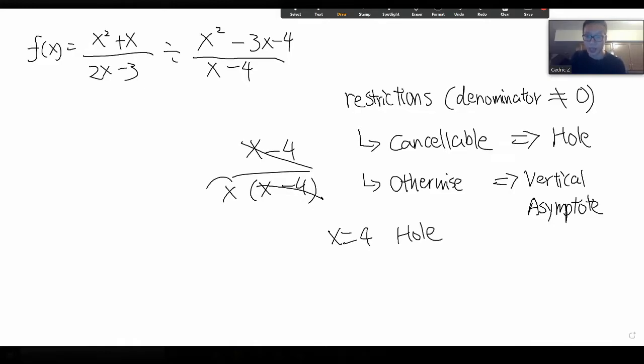And if you look at 1 over x, we know that x cannot equal 0. So that means x equals 0 is my vertical asymptote. And of course, you will also have horizontal asymptotes, but let's demonstrate that through this example.